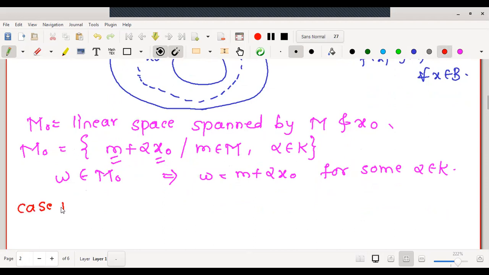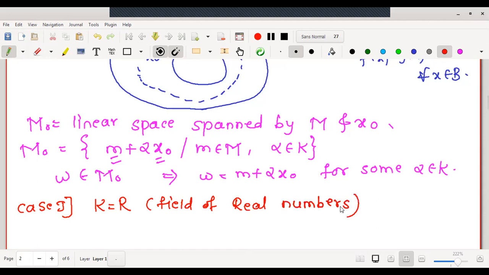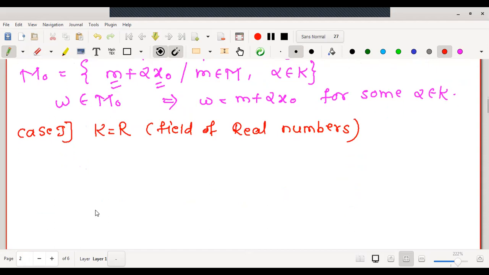Therefore, case 1. What is case 1? K is equal to R, the field of real numbers. Okay, now we will try to understand the first case, the field of real numbers. Therefore, may I say N is a real normed linear space.